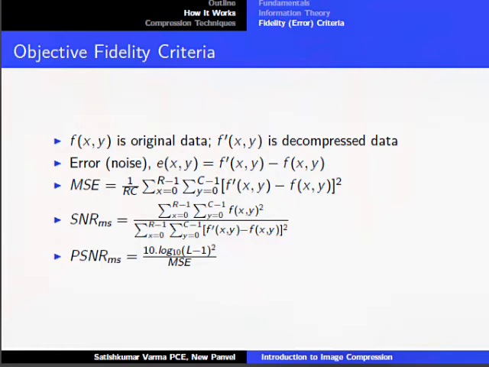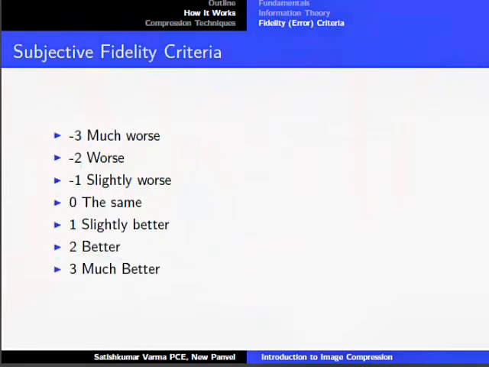Mean square error and signal to noise ratio are objective criteria used to measure the quality of lossy compression techniques. Another way to measure the quality of lossy compression technique is subjective error criteria. There are different levels beforehand. In this case, there are 7 different available levels that can be assigned to the quality of lossy compression techniques. It varies from person to person and application to application.